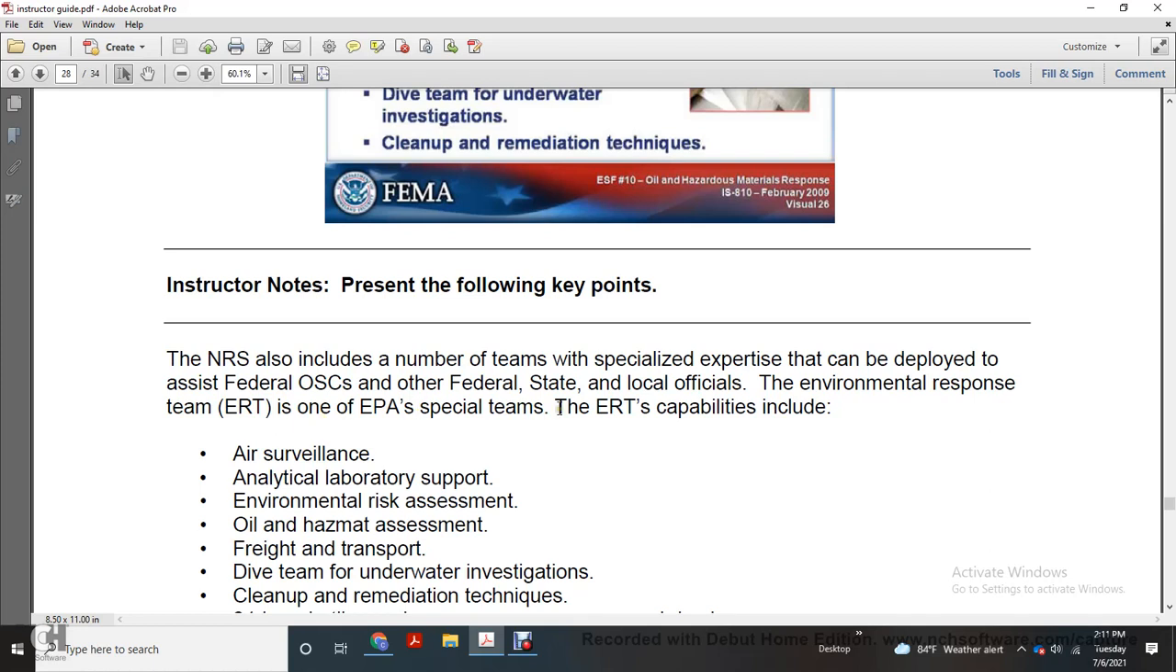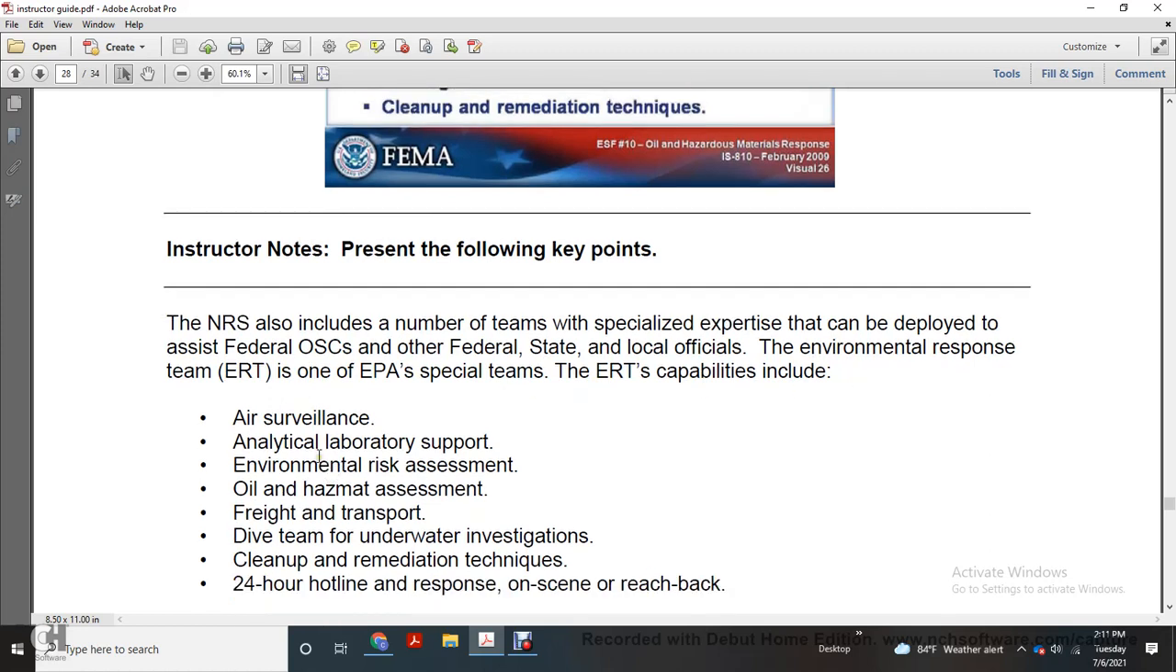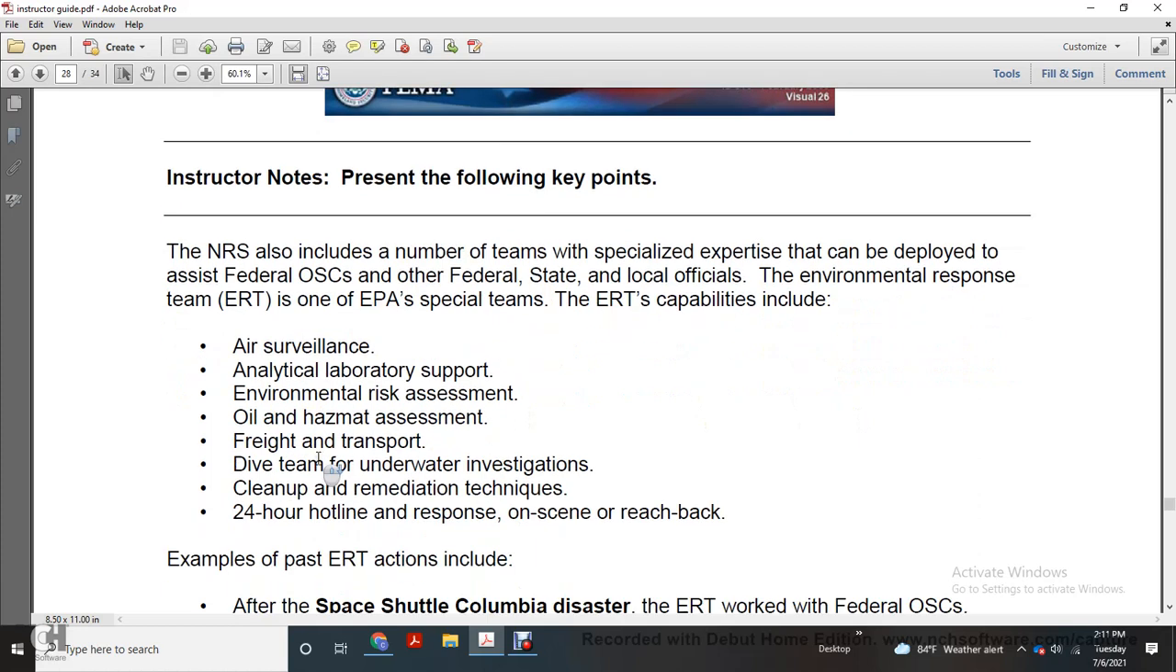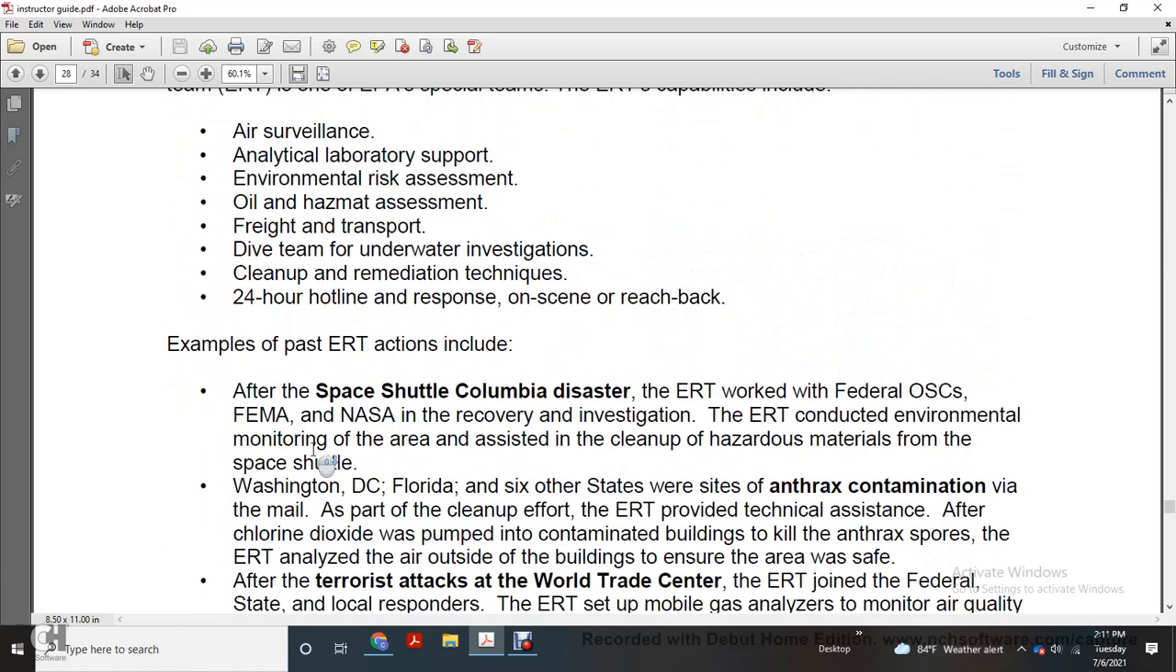The Environmental Response Team is one of EPA's special teams. Its capabilities include air surveillance, analytical laboratory, environmental risk assessment, oil and hazmat assessment, freight transportation, dive team, underwater investigation, cleanup and remediation techniques, and a 24-hour hotline with response on scene and reach back.